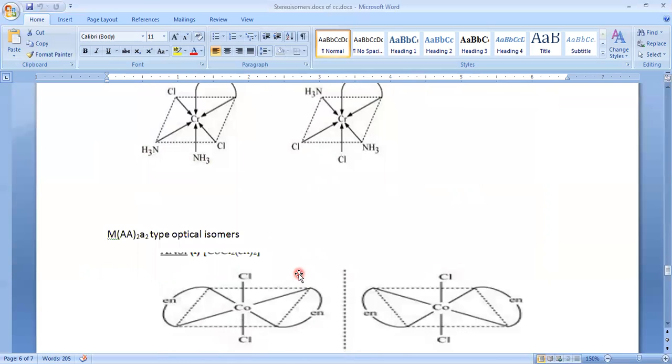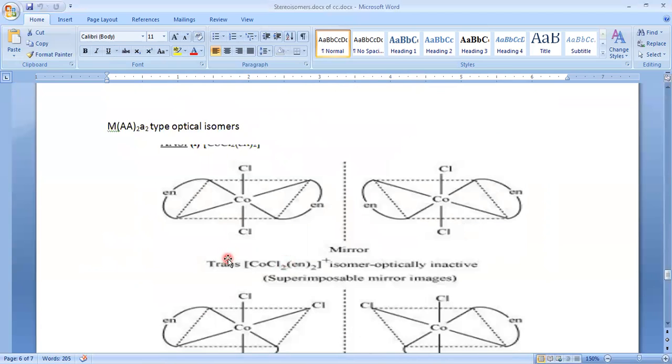Now look at this one. This is the trans form of MA2 A2, with two symmetrical bidentate ligands and the remaining two being monodentate ligands. So which form is this? This is the trans form, and again here we see it is trans. It is optically inactive. Why? Because we can bisect it into two equal halves, so that's why it is optically inactive.